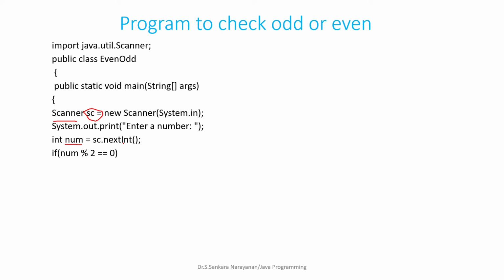Now here I am applying the if else condition. To check whether the number is odd or even, I am going to take the modulus of 2. If the remainder is 0, it is an even number. If the remainder is 1, then it is an odd number. So I am using the modulus operator: num modulus 2. If the condition is equal to 0, then I am printing System.out.println num is even. Else, if the condition is false, then the number is odd.